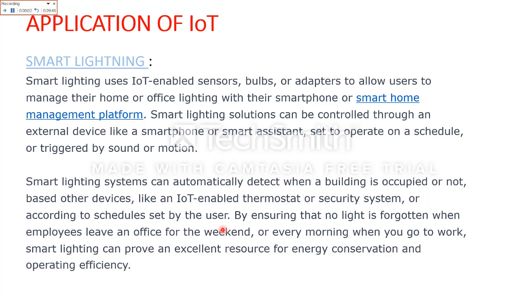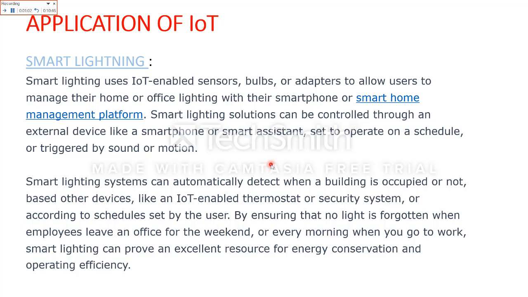There are certain applications with respect to IoT, like smart lighting. Smart lighting uses IoT enabled sensors, bulbs, or adapters to allow users to manage their home or office lighting with their smartphones or smart home management platform. So this solution is controlled through external devices like a smartphone or smart assistant, or set to operate on a schedule, or triggered by sound or motion. So smart lighting you can manage through a number of controlling devices like mobile phone or laptop or any device triggered by sound.